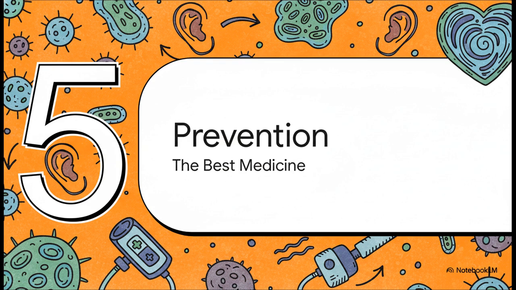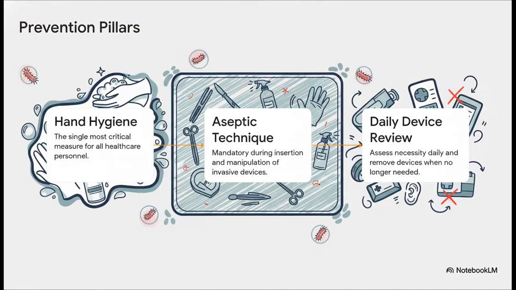Okay, this brings us to our final and, I would argue, our most important section, prevention. Because these are almost exclusively healthcare-associated infections, our most powerful tool by far is stopping them before they even have a chance to start. The strategy is not complicated. It really just boils down to three fundamental pillars of infection prevention. First, meticulous, obsessive hand hygiene. Second, strict aseptic technique whenever we insert or even touch an invasive device. And third, a daily review of every single device in a patient, asking that simple question, is this still necessary? And then getting it out the very moment the answer is no. This is our best defense, period.